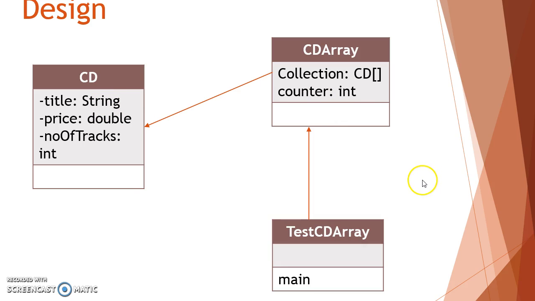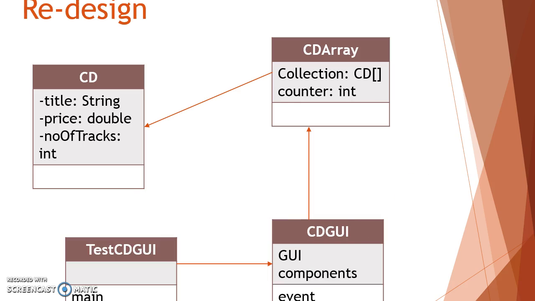Since we already have the GUI implementation, in this exercise we're going to remove the test class and create a CD GUI class, which will be the implementation of the interface. This class will interact with the CD array class and also CD eventually. And for this implementation, we also need a test class to run the GUI implementation.